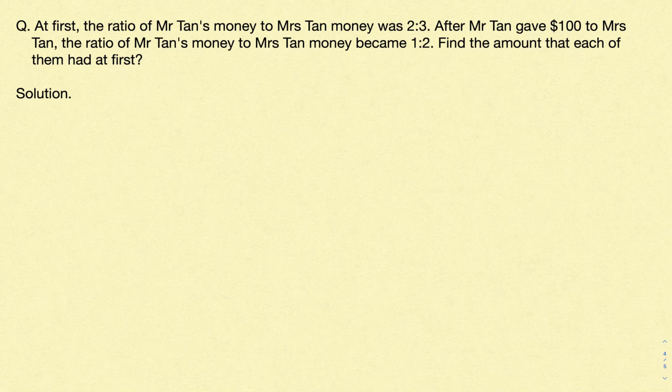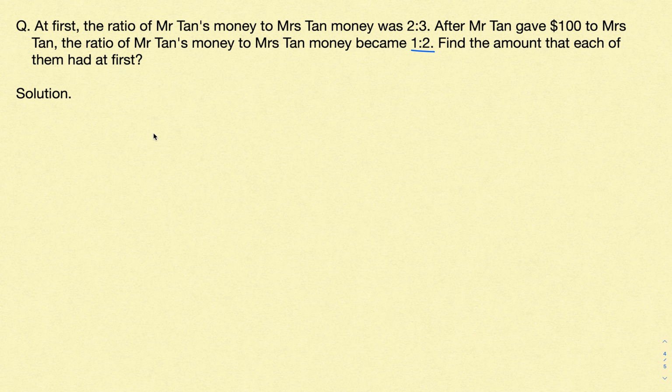So let's do another interesting word problem on ratios. Let's start reading the question first. At first, the ratio of Mr. Tan's money to Mrs. Tan's money was 2:3. After Mr. Tan gave $100 to Mrs. Tan, the ratio of Mr. Tan's money to Mrs. Tan's money became 1:2. Find the amount that each of them had at first.